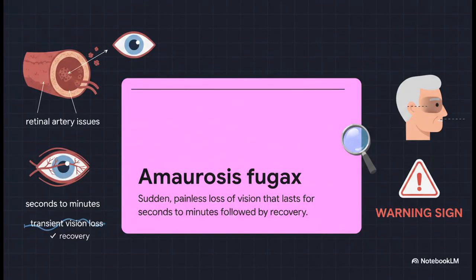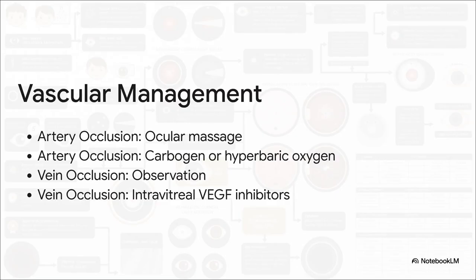Okay, a massive buzzword you must link to retinal artery issues is amaurosis fugax. This is transient, painless, monocular vision loss that lasts for seconds to minutes, completely followed by recovery. It's often driven by thrombotic emboli released secondary to carotid artery atherosclerosis in older patients. Think of it as a huge warning sign. The management urgency between these two vascular events? Drastically different. Central retinal artery occlusion is an absolute ophthalmologic emergency. To save the patient's vision, you must immediately perform ocular massage and utilize carbogen or hyperbaric oxygen therapy to reduce intraocular pressure and get that blood flowing again.